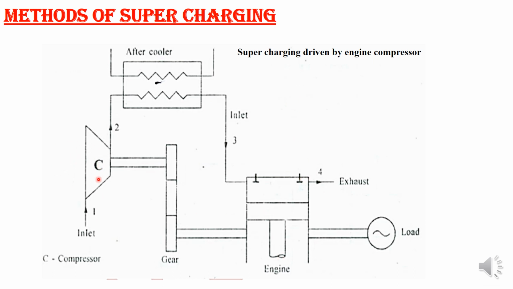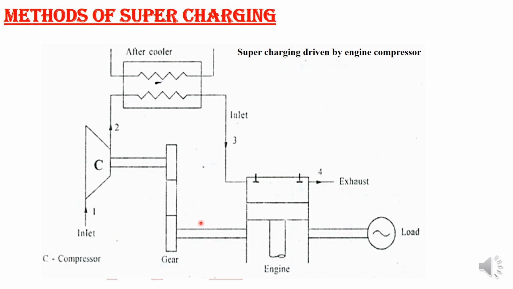The compressor will be run by engine power. Remember, this compressor is run by engine power through the gear mechanism. The compressor is coupled with the engine with a gearbox setup. So depending upon the gear ratio, it will run. Then part of the engine power output is used to run this compressor. So net output can be increased, but part of the power has to be driven to the compressor. So this is how the setup will be.